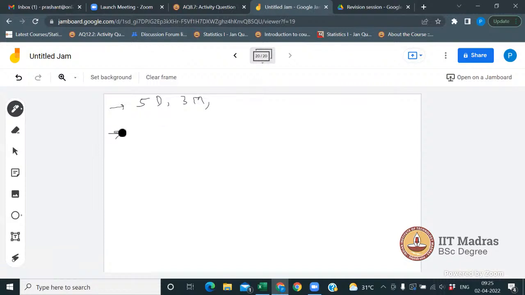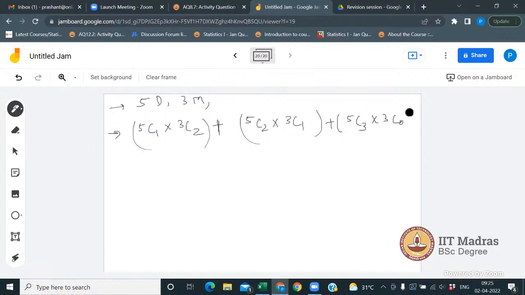Then it means 5C1 into 3C2, or 5C2 into 3C1, or 5C3 into 3C0. At least one dark chocolate means dark chocolate can be 1, can be 2, can be 3. When you choose one dark chocolate, then the remaining 2 will be milk chocolates; 2 dark chocolates, then 1 milk chocolate; 3 dark chocolates, that means 0 milk chocolate. And from both approaches you will get the same answer.